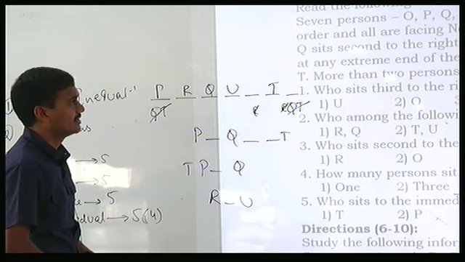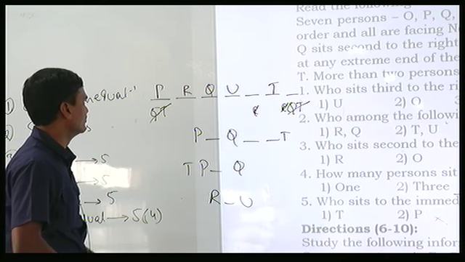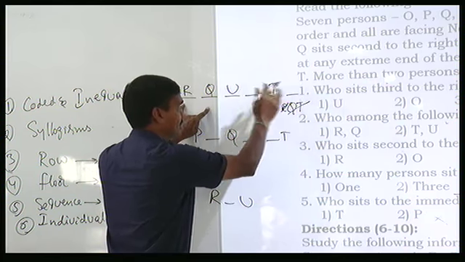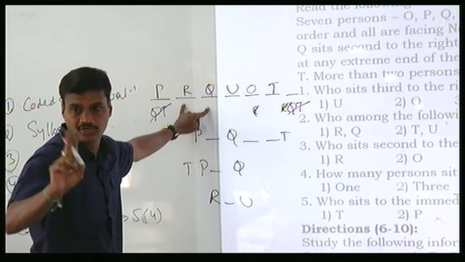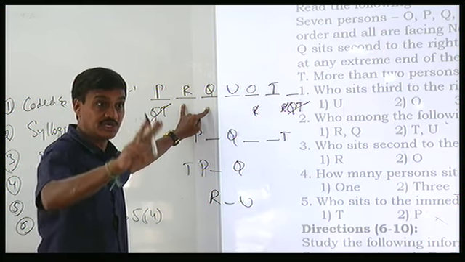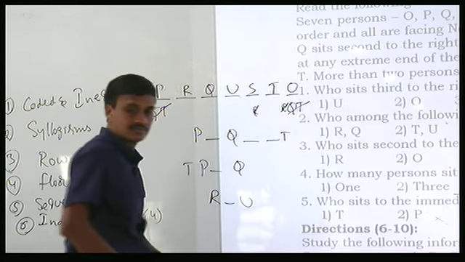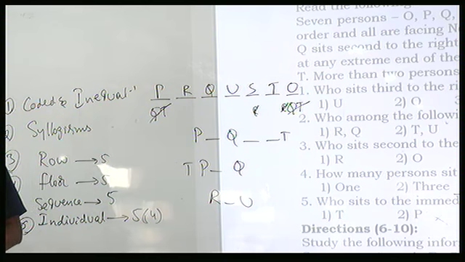Then, R does not sit with more than 2 persons between R and O. More than 2 persons in between R and O can be either here or here. Out of which, if you take O at this place, how many persons are in between R and O? Only 2. But more than 2 means 3 or 4, isn't it? Hence, O cannot be here, then the other person will be here. Clear now? And this is what was given in the examination.